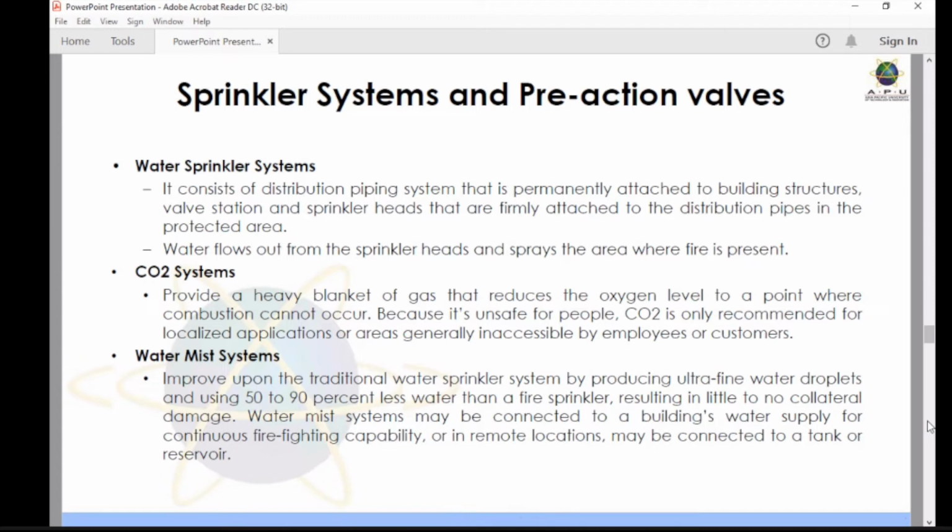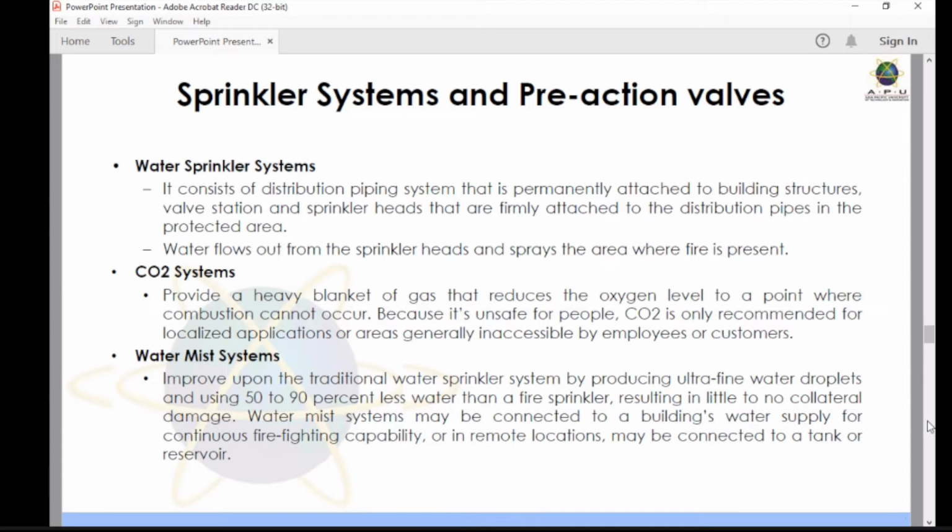Water mist systems improve upon the traditional water sprinkle system by producing ultrafine water droplets and using 50 to 90% less water than a fire sprinkler, resulting in little to no collateral damage. तपाईको मसिनो, त्यो एकदम मसिनो पानीको कोणहरू हैन, very small fine particles of water, त्यस्तो mist बनाएर चाहिँ स्प्रे गर्ने.